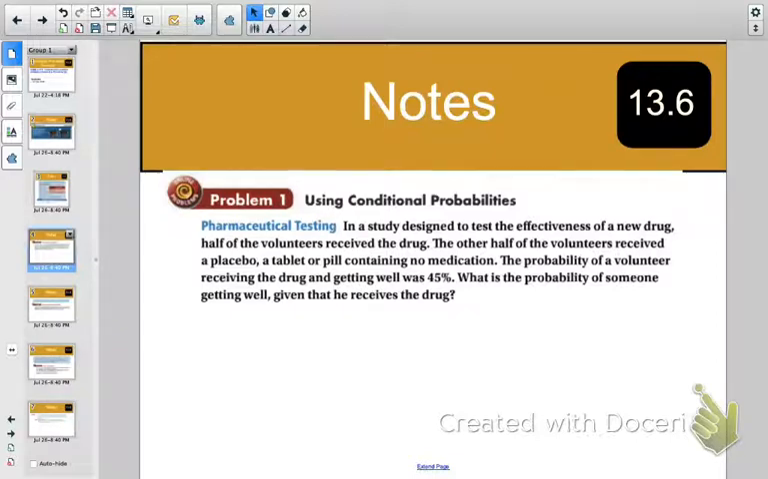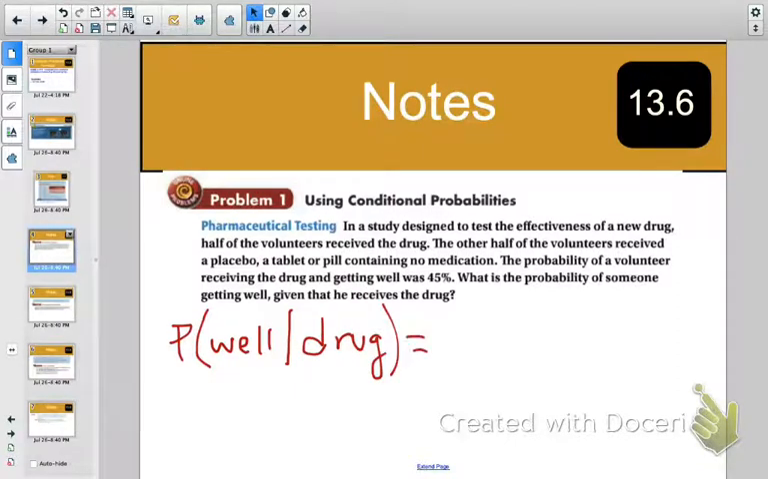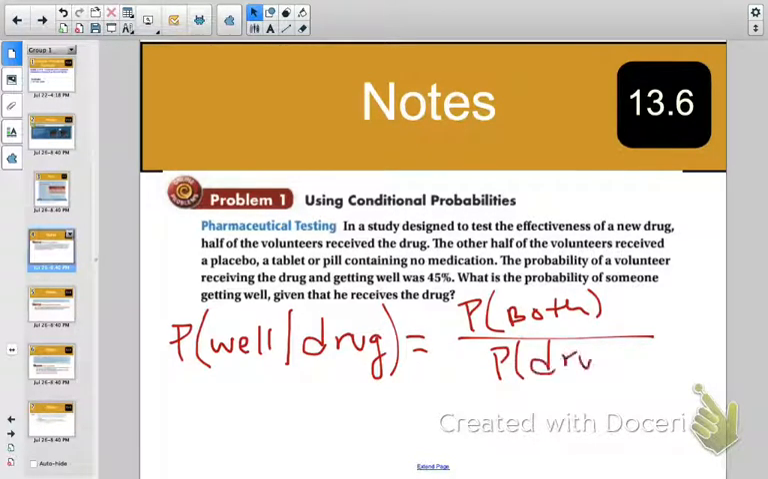Okay, so we want the probability, I'm going to write this out, of getting well given they received the drug, not the placebo. So this one we're going to do the and on top. So probability of both, I'm just going to put both so I don't have to write everything out, divided by the probability of what's given, which in this case is the probability of getting the drug.